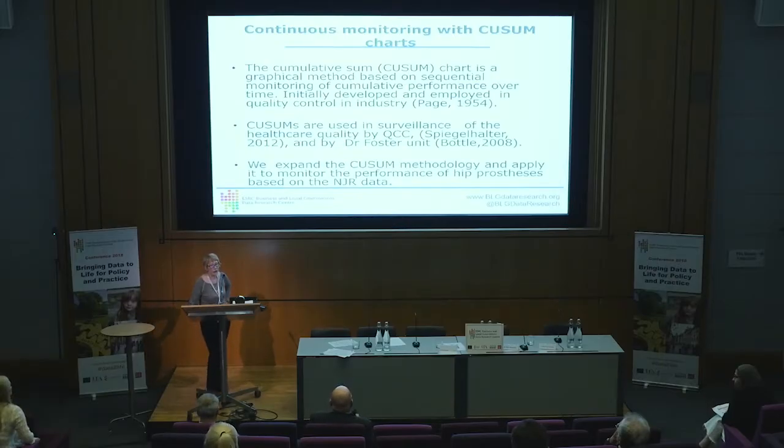How are we going to do it? We are going to use so-called cumulative sum or CUSUM charts, which are pretty popular in industry for quality control. CUSUM charts are used to accumulate deviations from the target performance, and therefore they can detect aberrant behavior quicker than any other statistical means. They were initially employed for quality control in industry back in 1954 by Page. But since then, CUSUMs are used in medicine in increasing amounts.